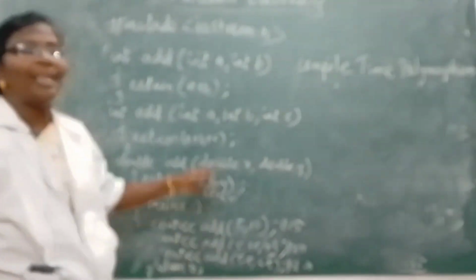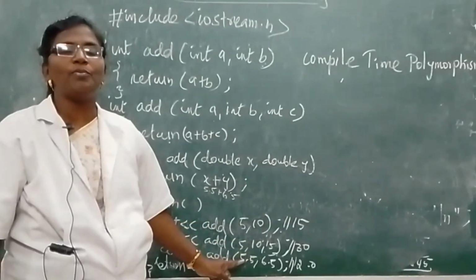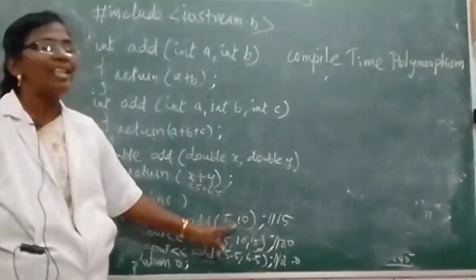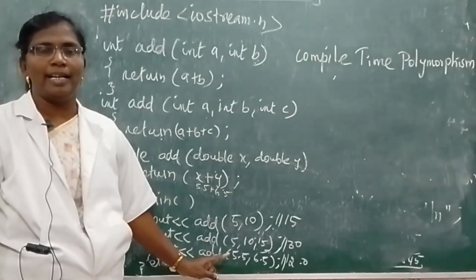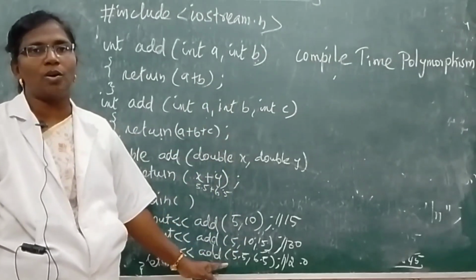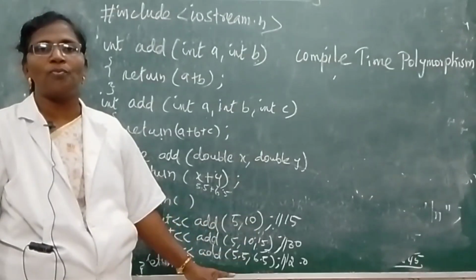That is, at compile time only, it knows which function has to be called. So that is why it is called the compile time polymorphism concept.